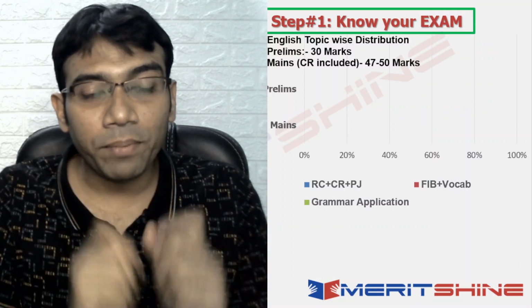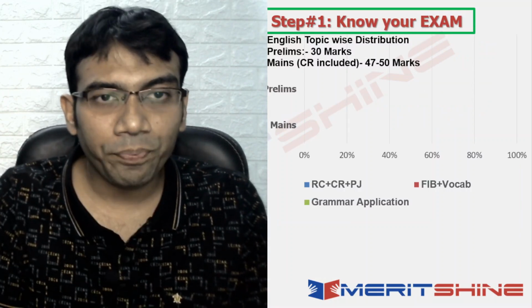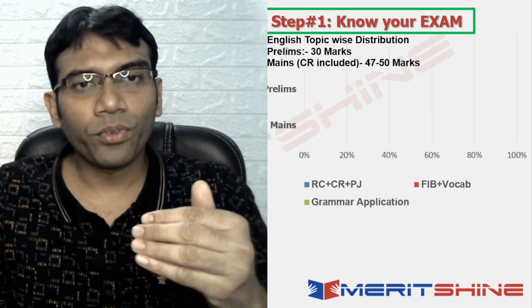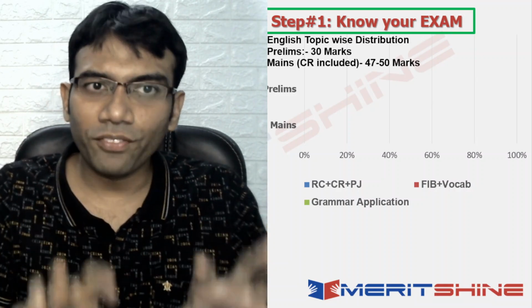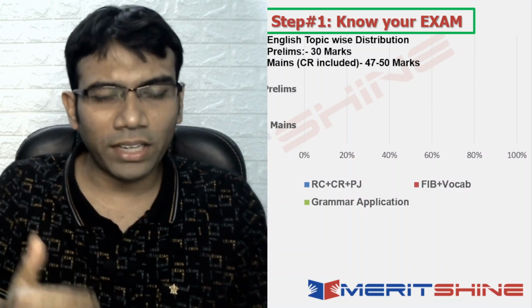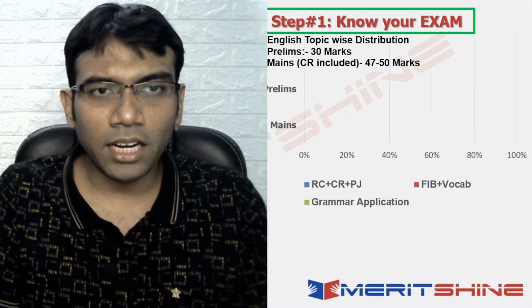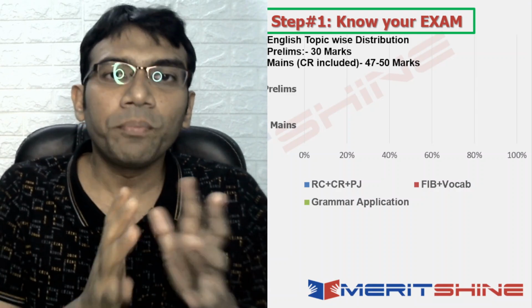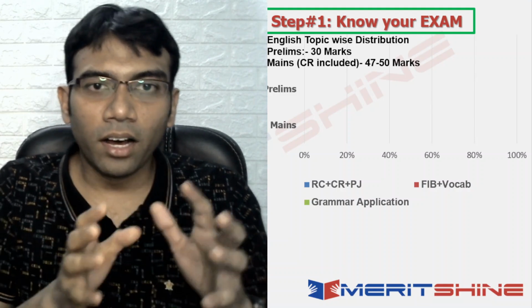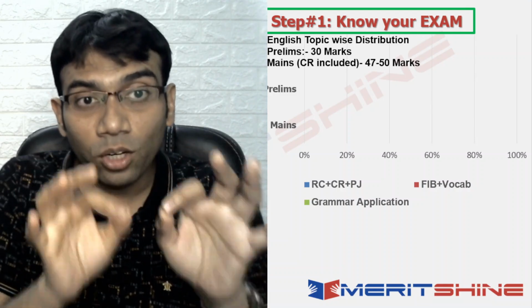with the step number 1, know your exam. Now, I have made a graph for you for topic wise distribution of English language. Prelims and mains. I'll come to descriptive and interview later on. Let's start with the prelims and mains. So in prelims you have 30 marks, right? And in mains you have 47 to 50 marks including CR.